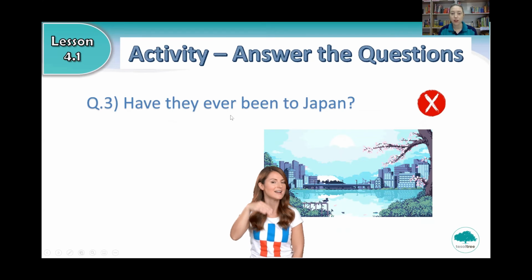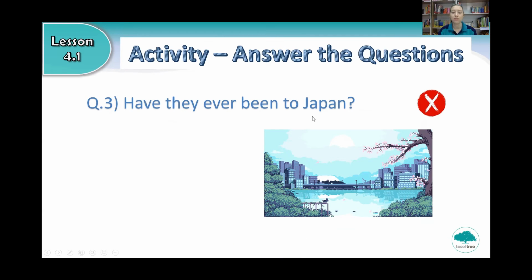Have they ever been to Japan? So no. The answer is no something. I'll give you 5 seconds. 5, 4, 3, 2, 1. No, they haven't. Can you say no, they haven't? Very good. So remember, if you have in the question, you have or haven't in the answer. And if we're talking about they, we have they in the answer as well.